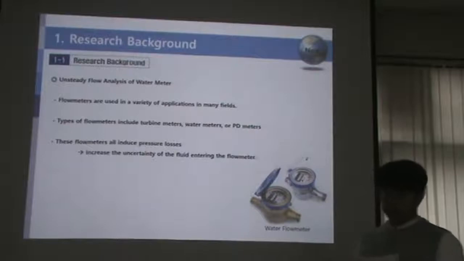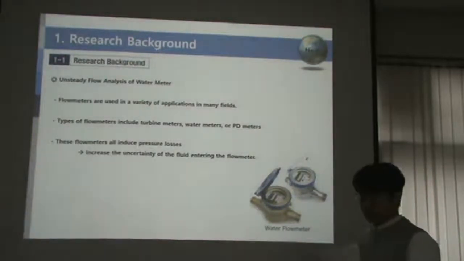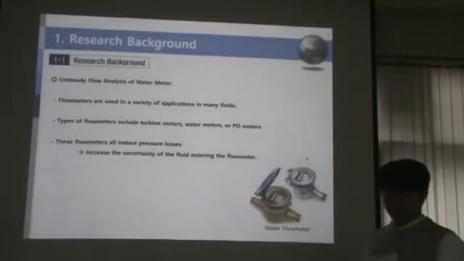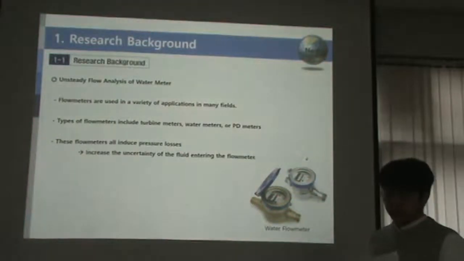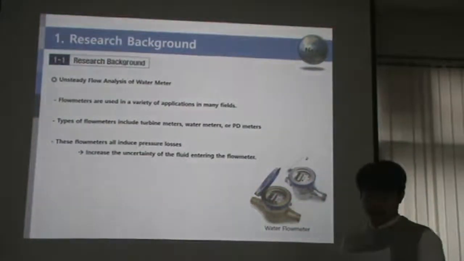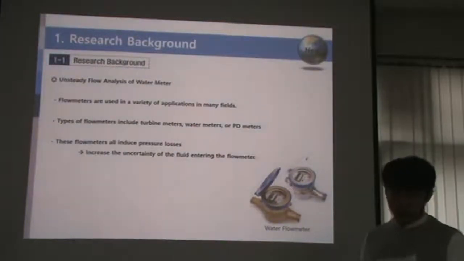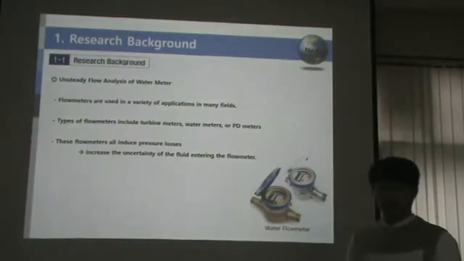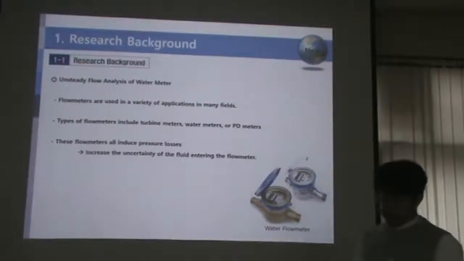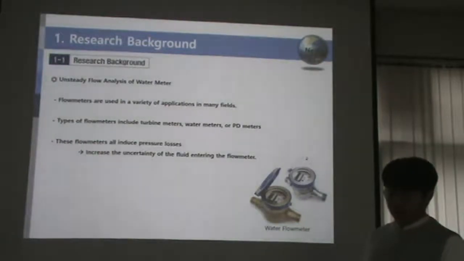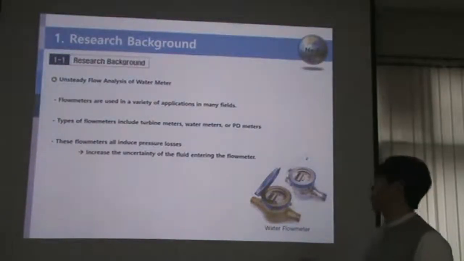In addition, there are types of flow meters that measure the rotational speed in proportion to the flow rate by inserting a rotor such as an impeller into the flow field, such as a turbine meter, a water meter, or a PD meter, such as an overgear meter. All of these meters cause pressure losses and increase the uncertainty by reacting sensitively to changes in the flow rate distribution of the fluid entering the meter.